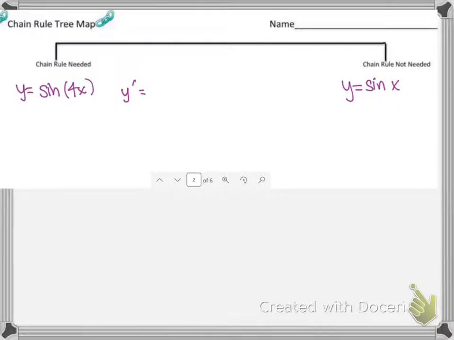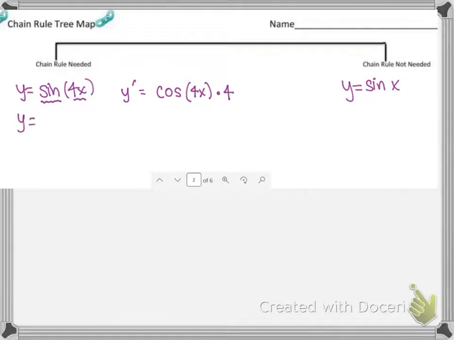I'm not going to do that for the ones on the right-hand side because you already know how to take the derivative of those. So the derivative of sine of 4x. When we apply chain rule, we first take the derivative of the outer function. So the derivative of sine, as you know, is cosine. The inside function remains unchanged, so that would remain a 4x. Now we move inside and take the derivative of the inner function. The derivative of 4x is 4, so we multiply times 4.